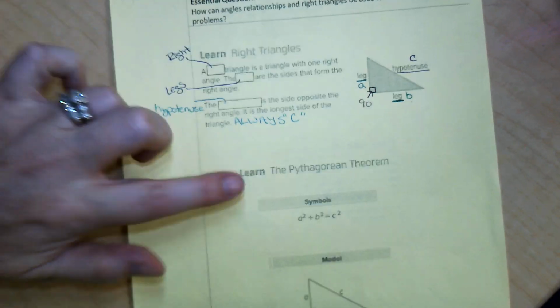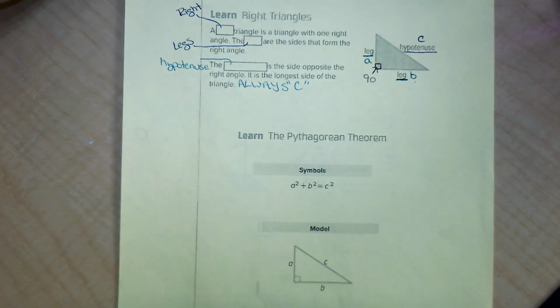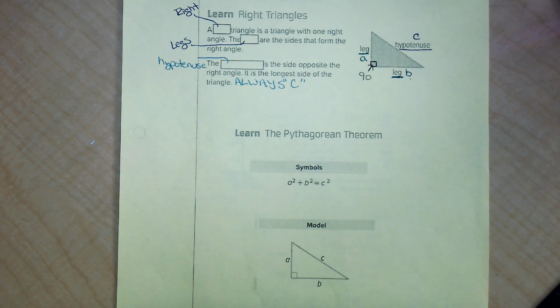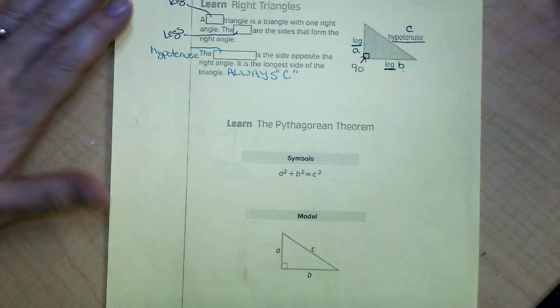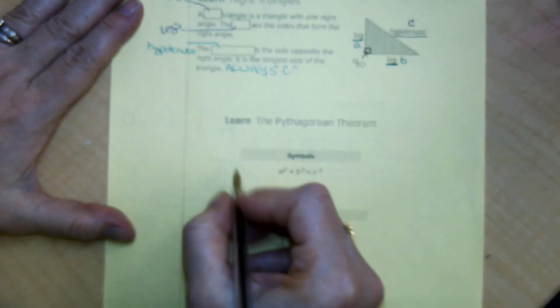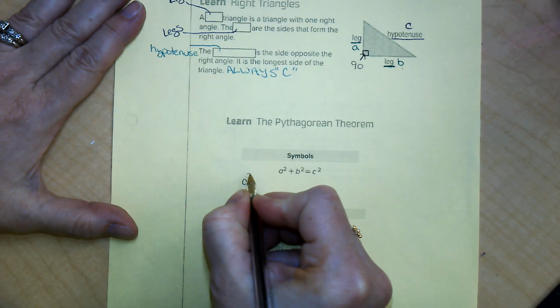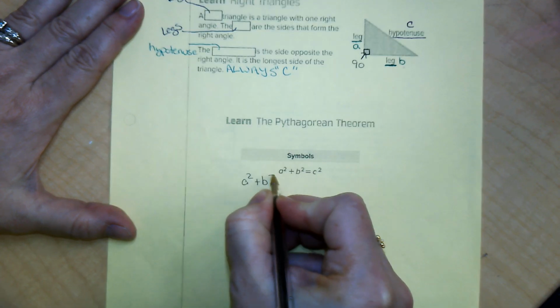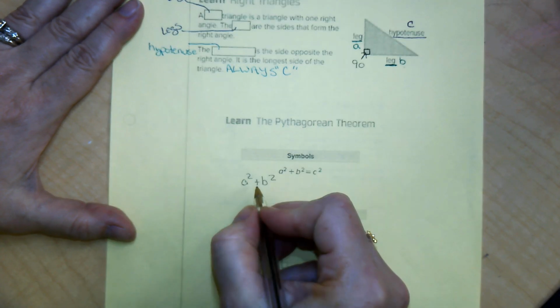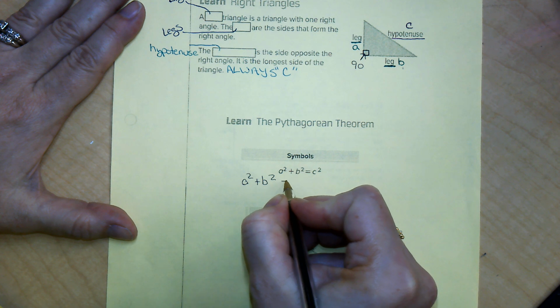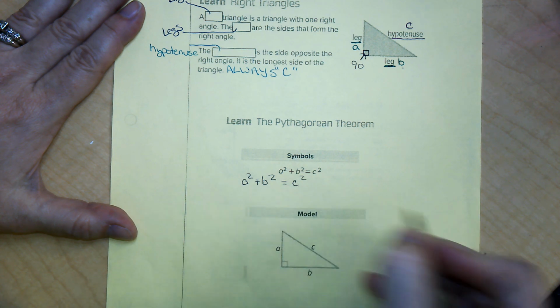Now let's check out the Pythagorean Theorem. Pythagoras is a really old, ancient guy. You can go look him up. He had this theorem, and it's a pretty good theorem, so we still use it today. What it says is a squared plus b squared. You take leg A and square it, you take leg B and square it, and if you add those two totals together, that equals c squared.